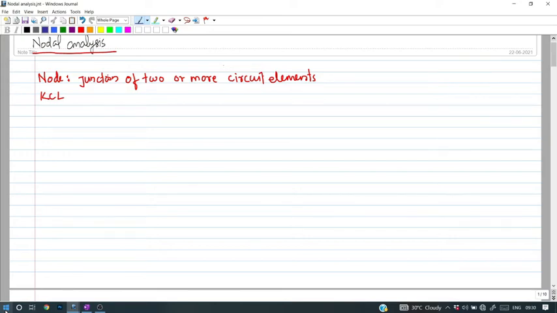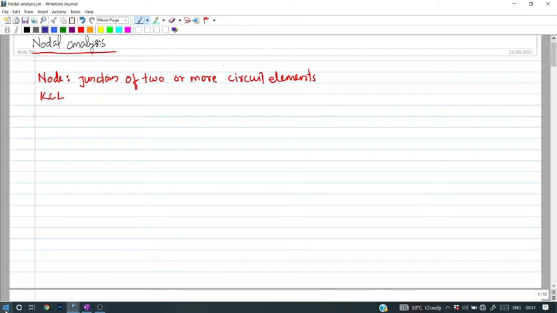As I mentioned earlier, nodal analysis is based on Kirchhoff current law, that is KCL. What is KCL? It states that the algebraic sum of current meeting at a junction or node is zero. So what is a node? In general, a node is a junction or meeting point of two or more circuit elements. Here, it is to be noted in this analysis that we can take a node as a meeting point of more than two circuit elements. The interconnection of two circuit elements is also a node.